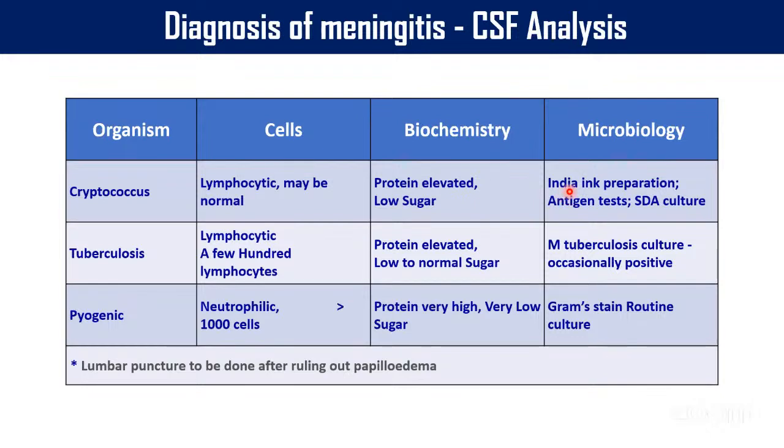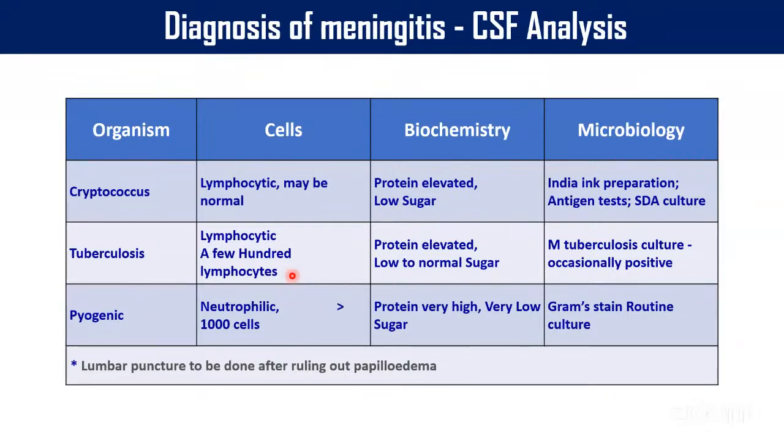So, but you have to ask for India ink preparation, antigen testing, and culture. Tuberculosis, we all know they will have a lymphocytic pleocytosis in the CSF, and they will have high protein and a low to normal sugar. And sometimes you may get MTB detected in the CSF either through your CBNAAT or something like that. Whereas in acute bacterial meningitis, it is a neutrophilic pleocytosis and counts may be very high, may be purulent. Proteins are high and very low sugar.